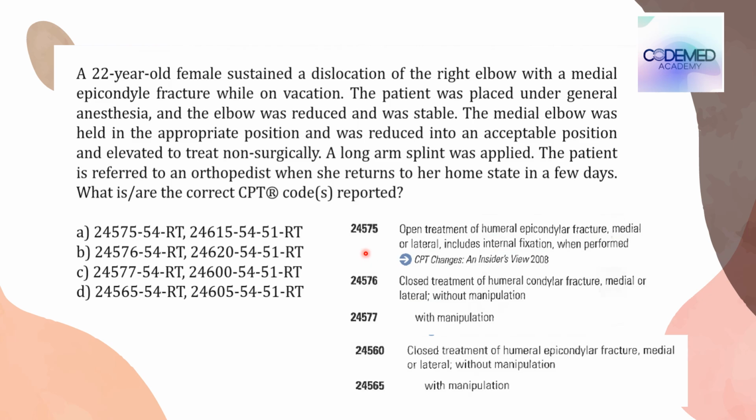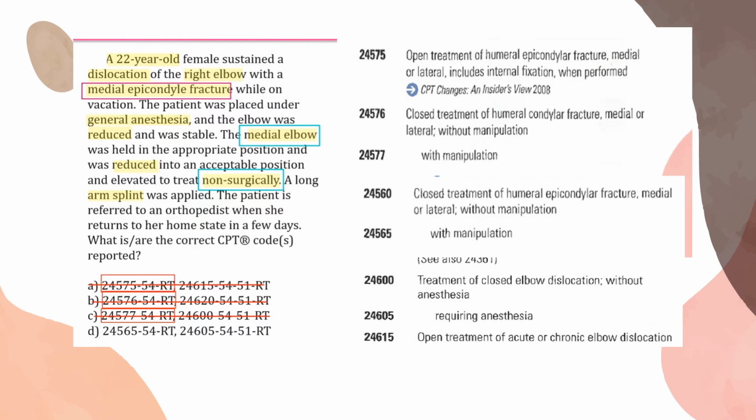If you see the open treatment, this will go away, because we do not have the open treatment. It is very clearly given. It is a closed treatment. So we will only focus on the closed treatment, and then we also have to consider the site. The site is medial epicondylar fracture. So this is a humeral epicondylar fracture, medial or lateral, without manipulation. But in our case, the manipulation did happen, and then we need to check whether they include the stabilization or not.